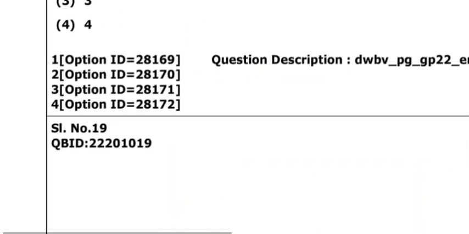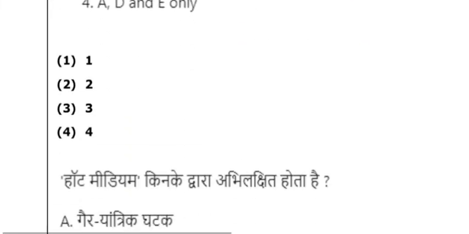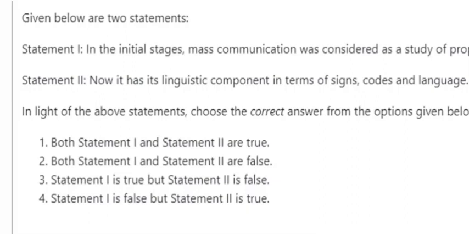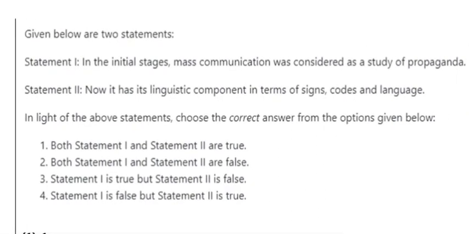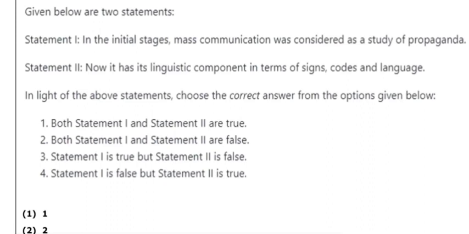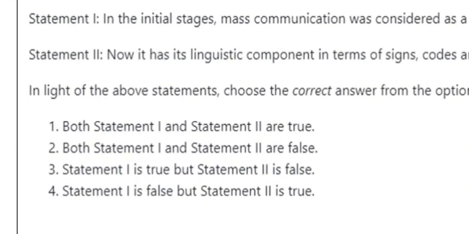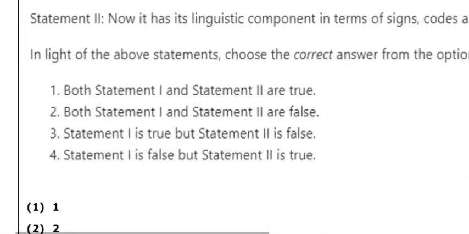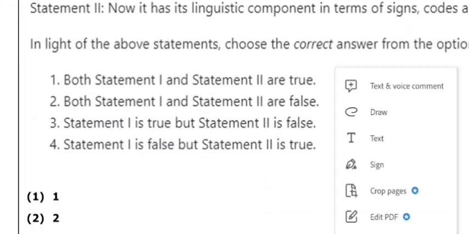Then number 19. Given below are two statements, pretty much the same question. Statement 1 says, in the initial stage, mass communication was considered a study of propaganda. Statement 2 says, now it has its linguistic component in terms of signs, codes and language. In light of the above statements, choose the correct answer from the options given below. Both statement 1 and statement 2 are true; second, both false; third, statement 1 is true but statement 2 is false; fourth, statement 1 is false, statement 2 is true. So number 19, it will be number 1. That means both statement 1 and statement 2 are true.